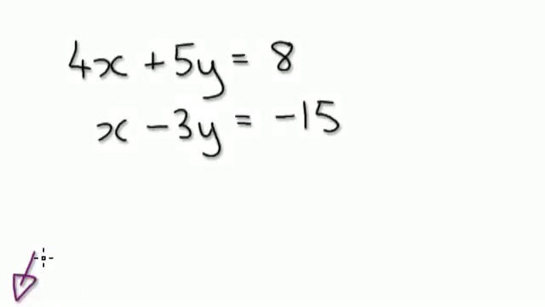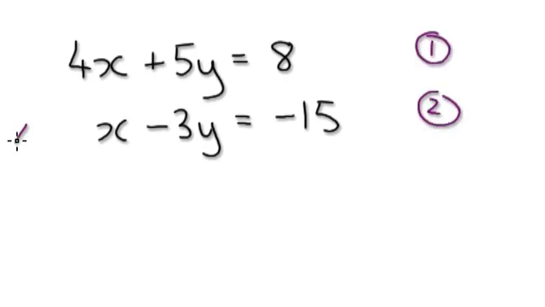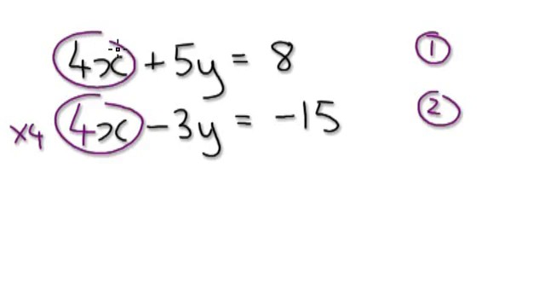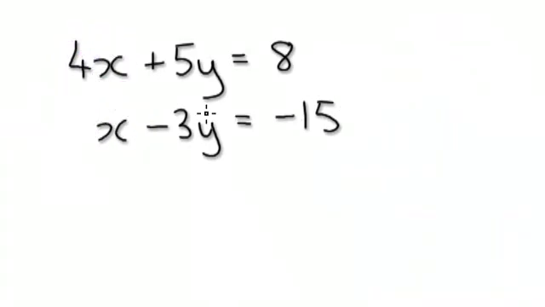Press pause and have a go. Okay. So here, have a quick glance to see how you can eliminate. You can eliminate x or y, whichever is easiest. I can spot straight away that if I multiply this equation by 4, then this will give me a 4x here, and then I can eliminate the x anyway. So let's just multiply this equation here by 4.